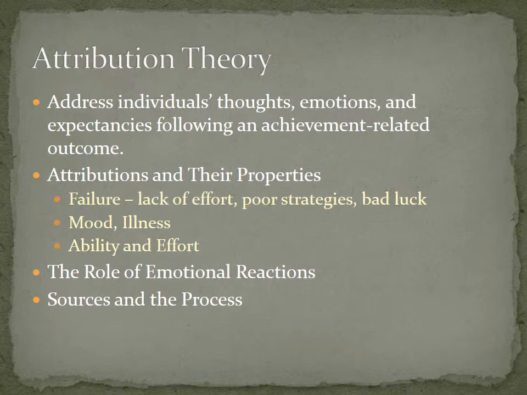Typical attributions for success and failure outcomes are ability, effort, task difficulty, and luck. Failure can occur due to lack of effort, poor strategies, and bad luck. Properties or dimensions of attributions are the key factors that generate emotional reactions. For example, helping others can generate gratitude but not pride. Likewise, receiving help from others will not influence the student's self-esteem. A negative outcome attributed to lack of ability might generate a feeling of shame or embarrassment.